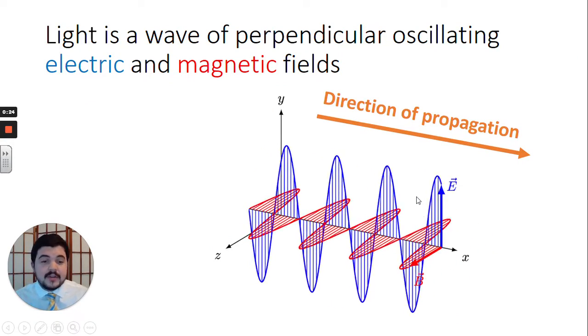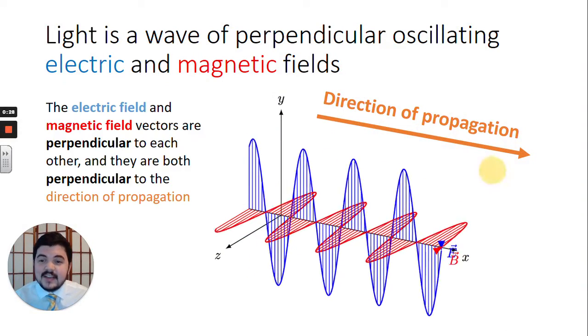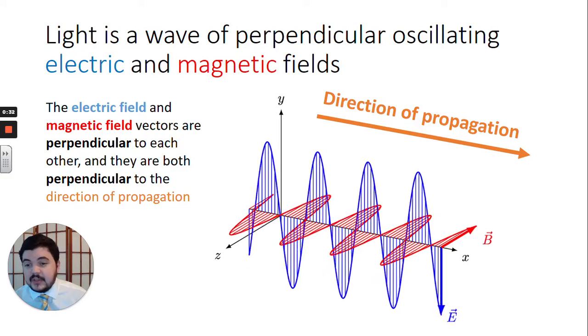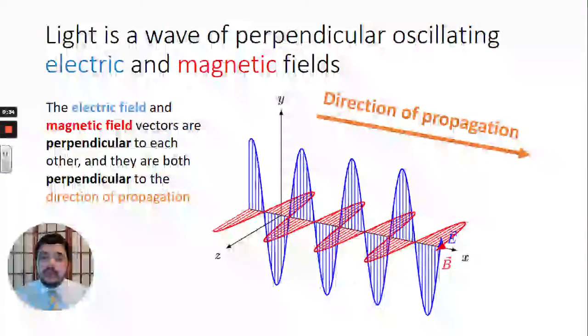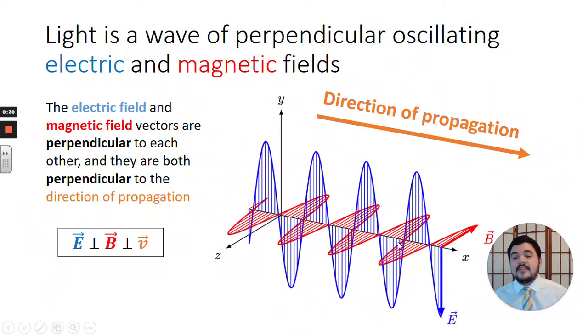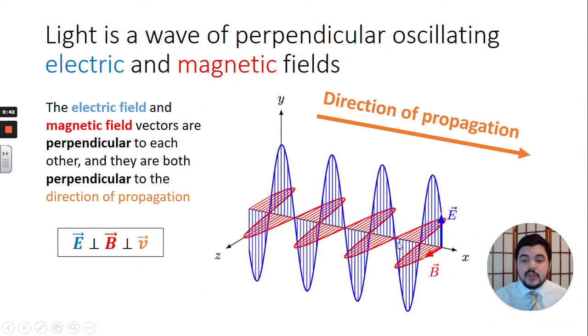This wave in particular we've got here is propagating in the direction along the x-axis, and the electric field and magnetic field vectors are perpendicular to each other, and they are both perpendicular to the direction of propagation, which in the last video we wrote like this. Our E field, our B field, and our velocity are all perpendicular to each other.